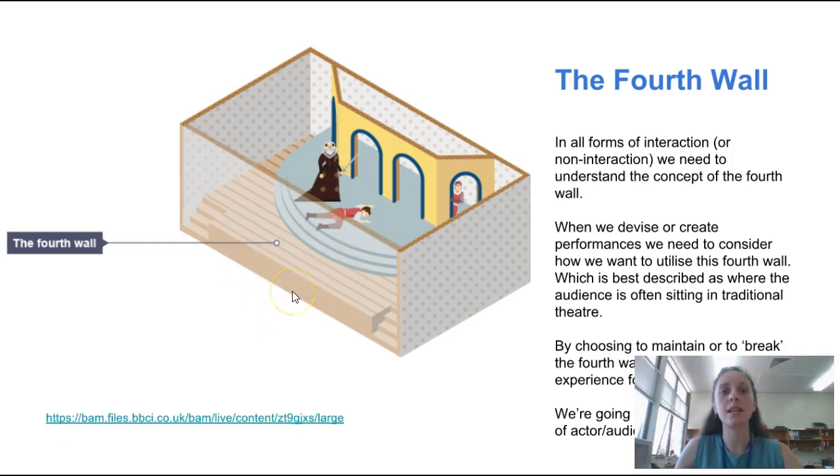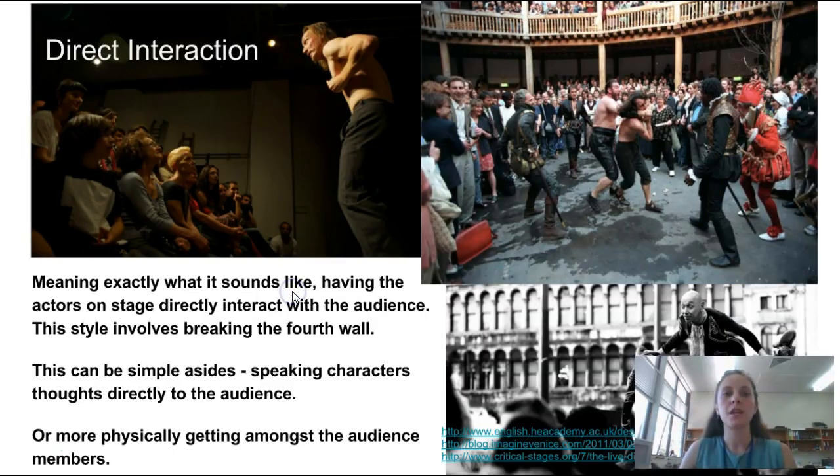When we're breaking the fourth wall, this means that we're talking to the audience or facing the audience and interacting in some way. It might be physically going out into the space, or it might be directly talking to them. It's not the same as if an actor turns and looks out over the audience and doesn't directly address them. A little bit different. Cool. So for today's class, we're going to look at direct interaction.